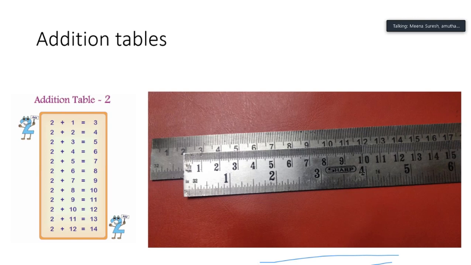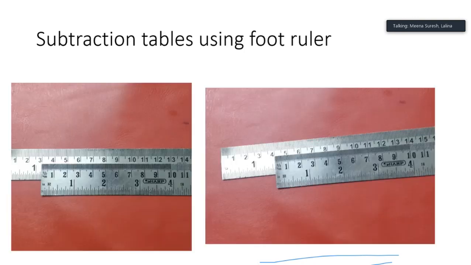So if you are doing the 2 times table, the top scale 0 should be at 2. If you are doing the 3 times table, the top scale 0 should be at 3. So 3 plus 1 will be 4, 3 plus 2 will be 5. They can see that when you add one more in the second number, you get the next number in the answer. This is the strategy which you do with these tables with your scales. Then you start using subtraction with a foot ruler.